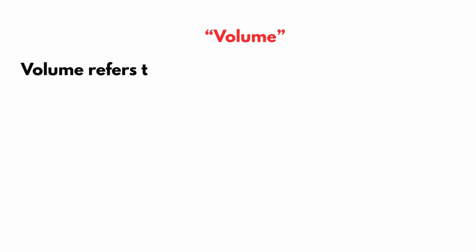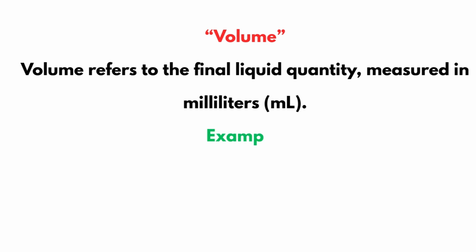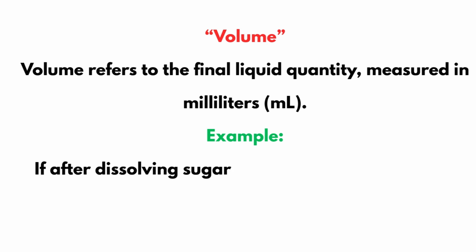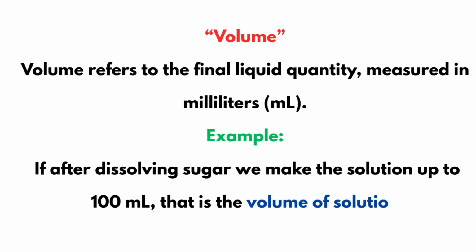Then volume. What does volume refer to? Volume refers to the final liquid quantity, which is measured in ml. For example, 5 gram of sugar is dissolved in 100 ml of solution, or 5 gram of sugar is dissolved in 1 ml of solution and then made up to 100 ml. So that is the volume of solution, the final volume. That is 100 ml we make up the solution to.